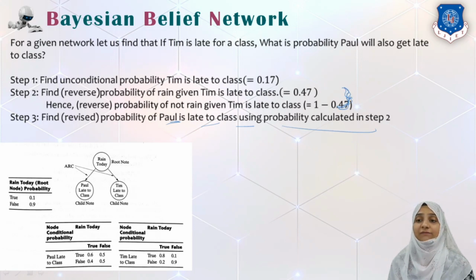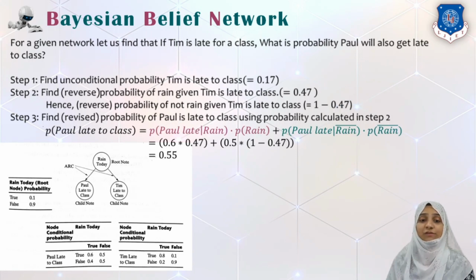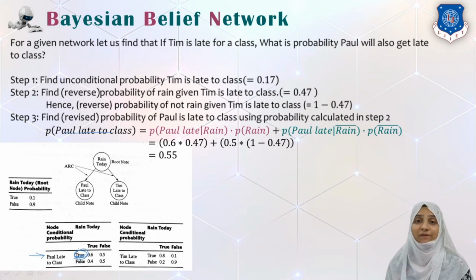So for raining, we are calculating or considering the probabilities this way. What is the probability of Paul getting late to class? Paul is getting late to class. That means I am considering this outcome of an event as true. So it's sure that I am going to use these two values.